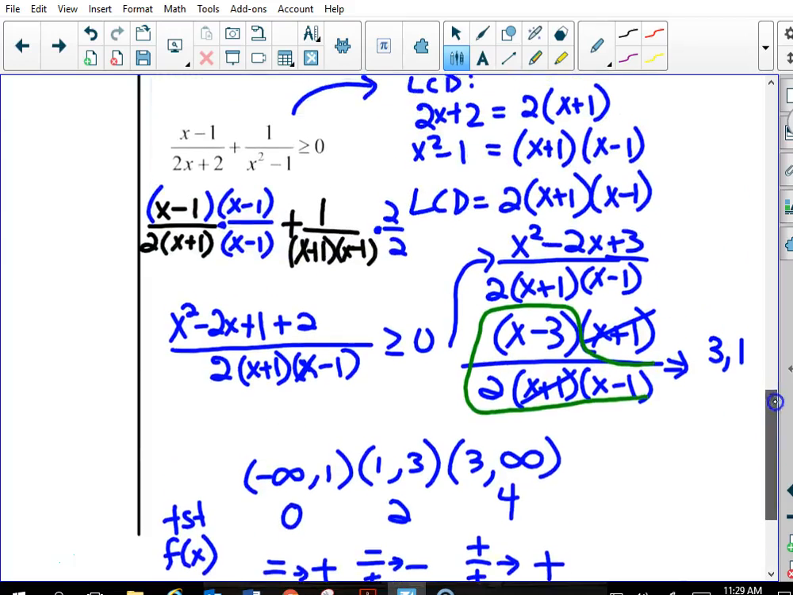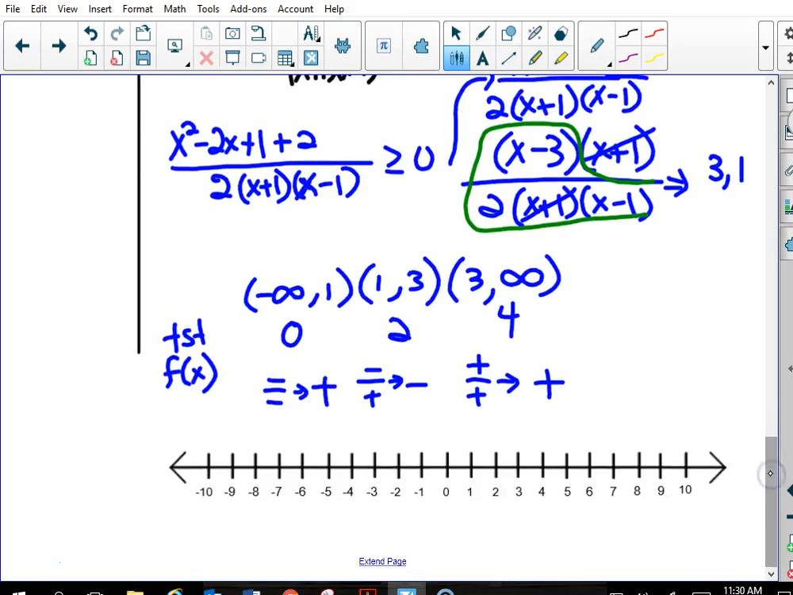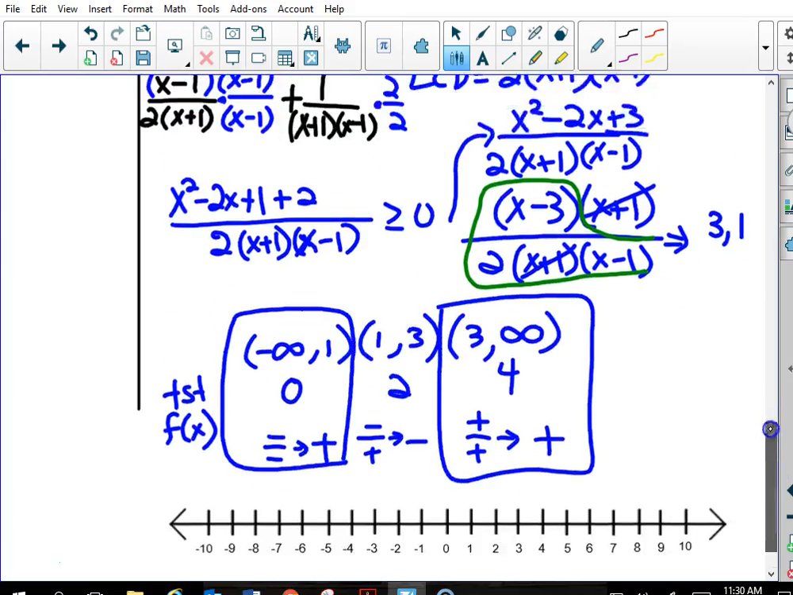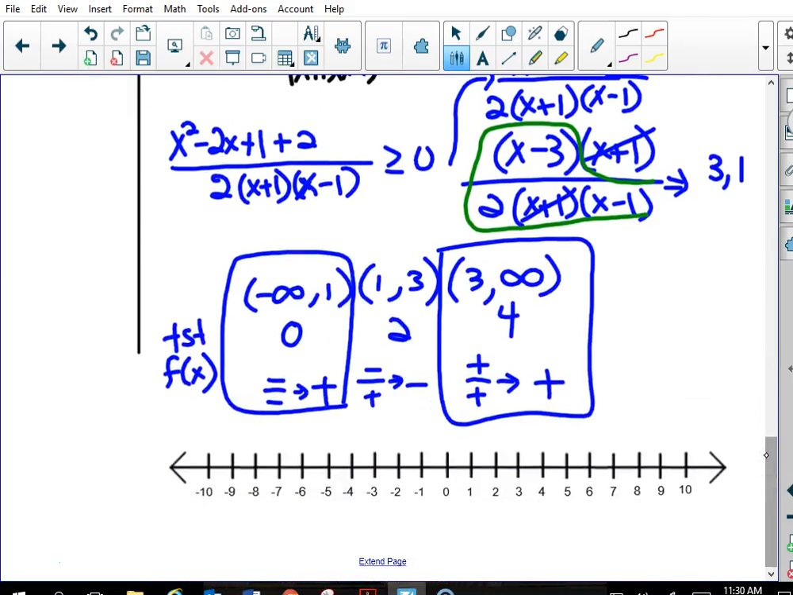And the original question asked, where was this rational addition greater than 0? So where is it positive? That is going to be there and there. And what kind of notation do we need here? Interval notation, yay, because there's my interval notation. And now I'm going to just graph it. Do we have equals part? Yes, we do.